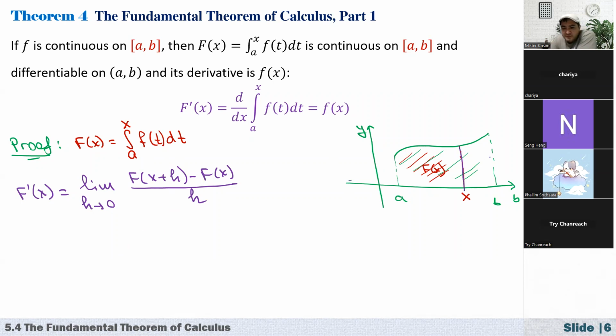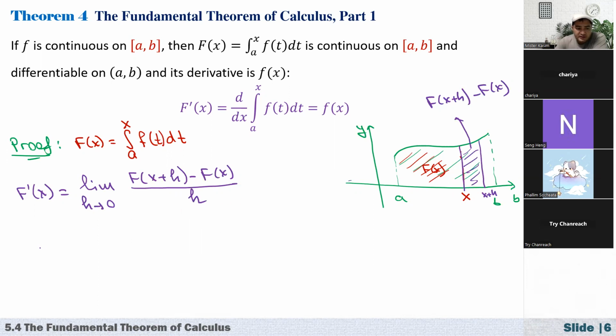This one is F of x, and let me just label this one: what is this? X plus h. Actually, that area, right? What is this area? This area, let me just write here, is F of x plus h, right? And removing this F of x part is minus F of x. All right, so that's equal to this.